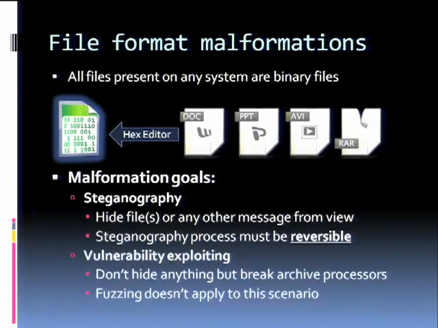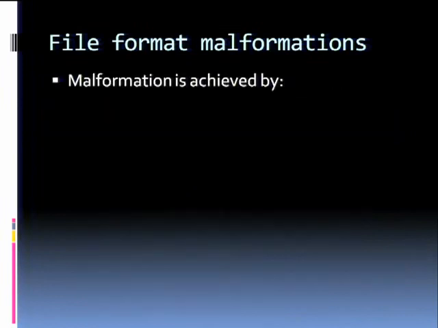And from a vulnerability standpoint, we don't want to hide anything, but we want to break an archive processor. Now, this is really neat because multiple security vendors have developed their own archive processors. And since for Zip, we said the documentation is 32K lines long, you bet there are some things they looked over. Now, why does fuzzing not apply to this scenario? Because we don't want to crash the program. We just want to break an archive processor so it just skips over a file and doesn't scan it in full.